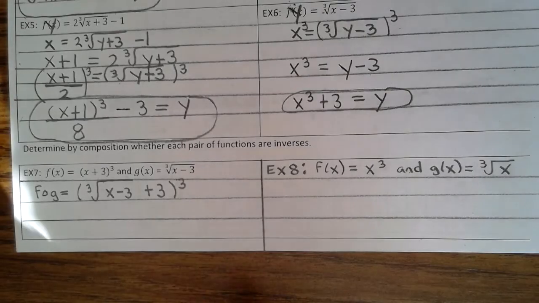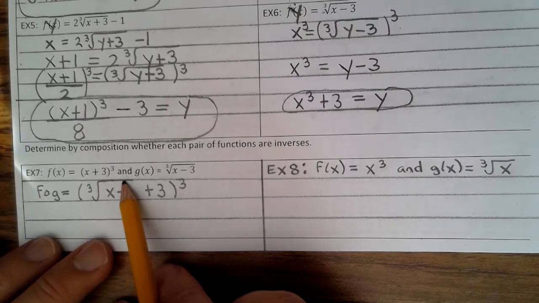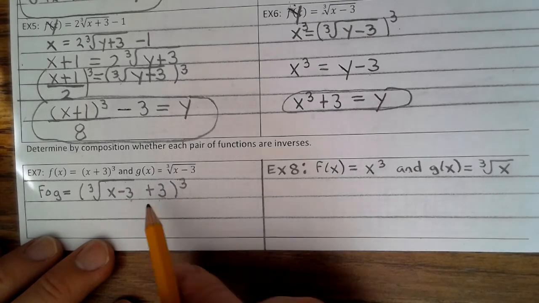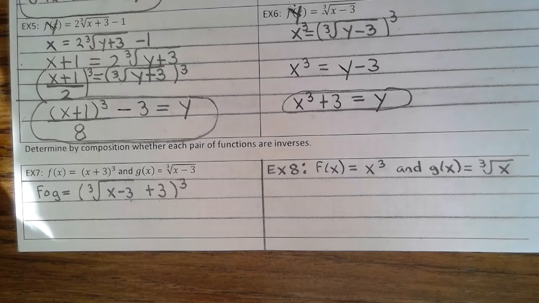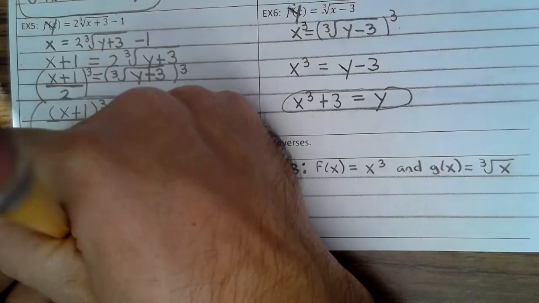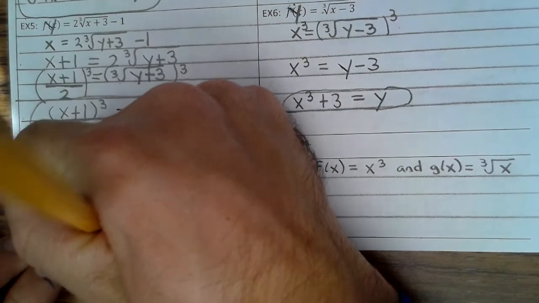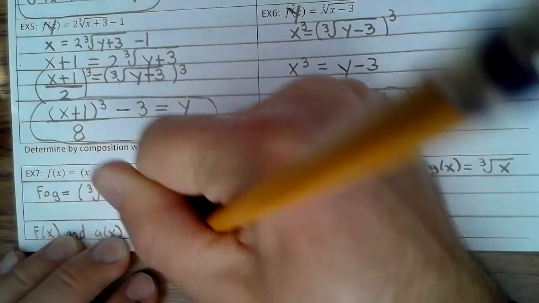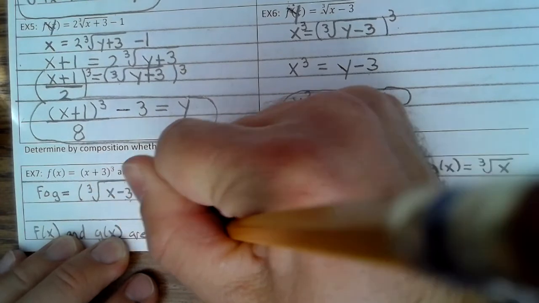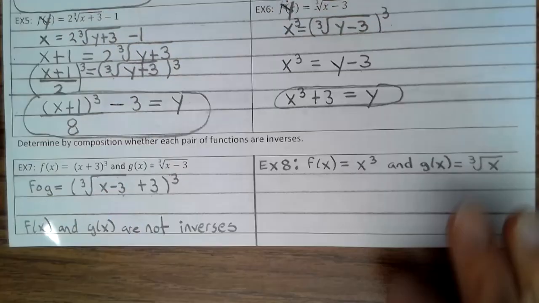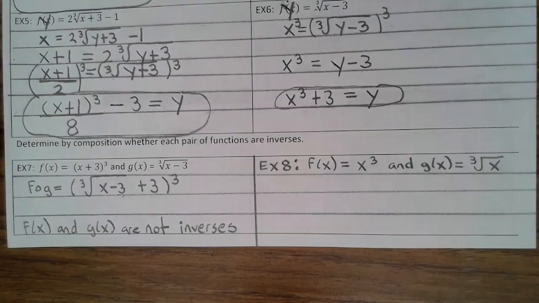Now, there's nothing you can do because this minus 3 is underneath the cube root and that's on the outside, so they can't cancel each other. So you can't simplify this anymore. And if you can't simplify it and you can't get x, then you stop and we say that f of x and g of x are not inverses. Okay? Now let's take a look at example 8.